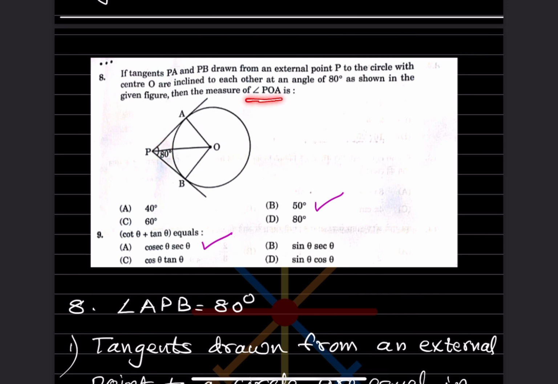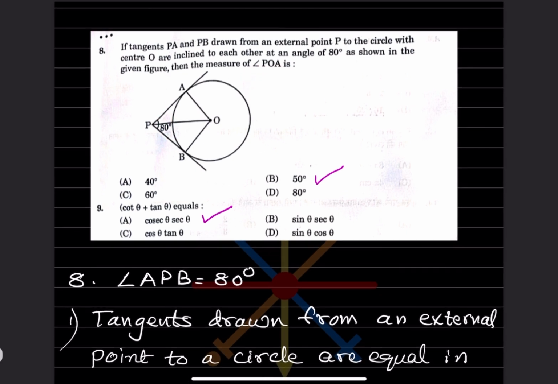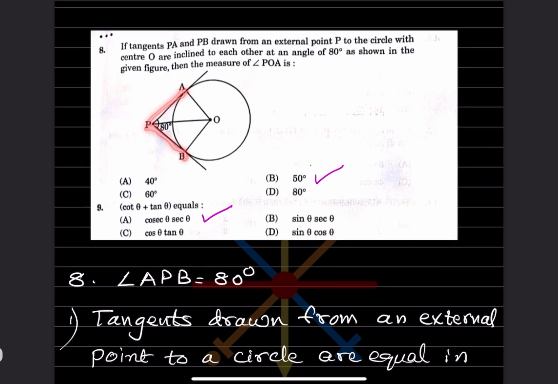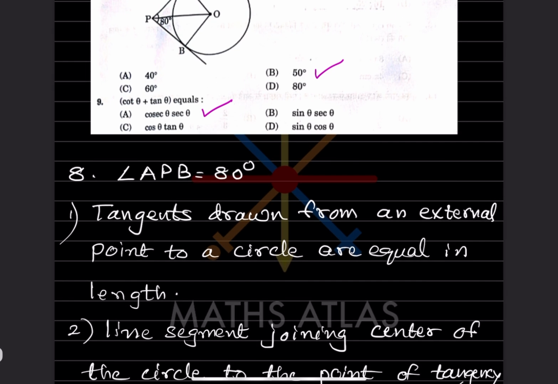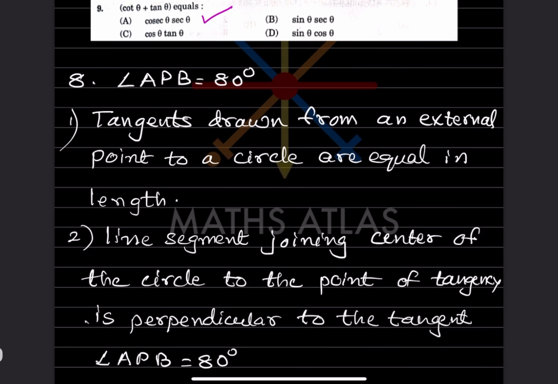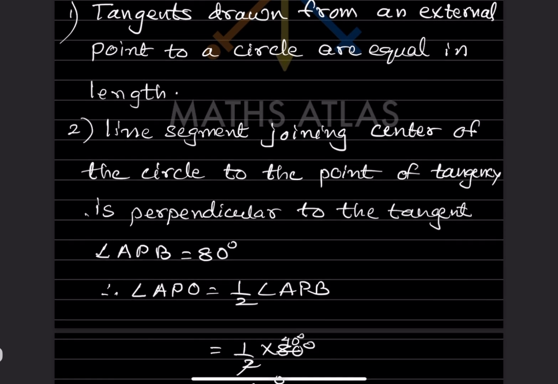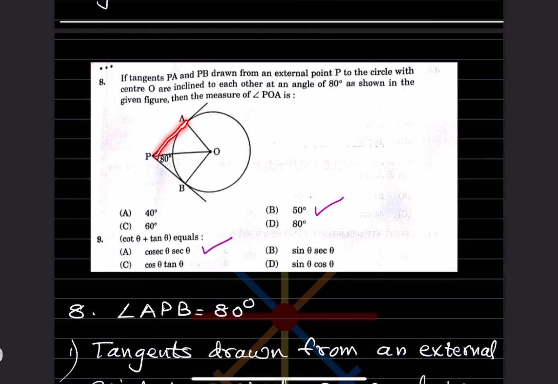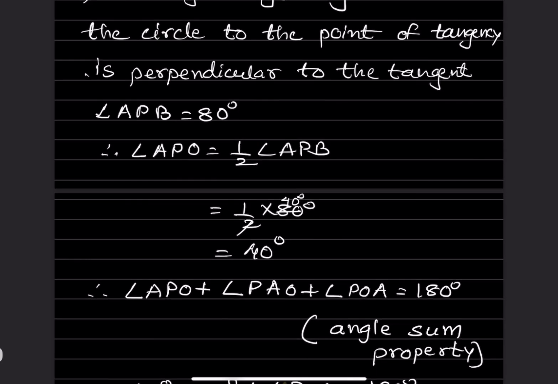Then you have to find the angle POA. So now APB is 80 degrees. So what is the rule for that? Tangents drawn from an external point to a circle are equal in length, and the line segment joining the center of the circle to the point of tangency is perpendicular to the tangent. And APB is 80 degrees. So angle APO, this angle, is going to be half of APB. So that is going to be 40 degrees.